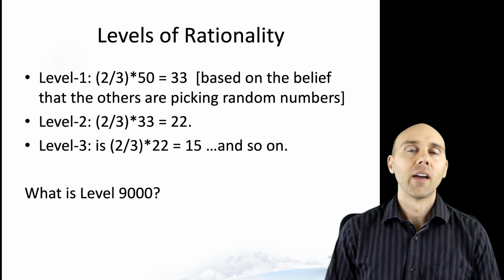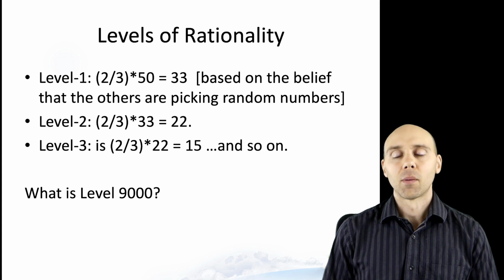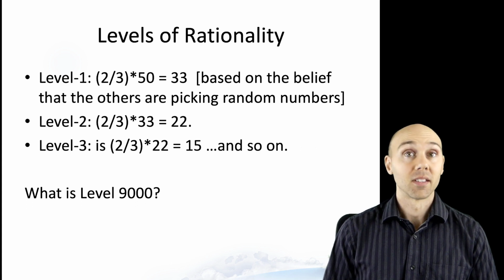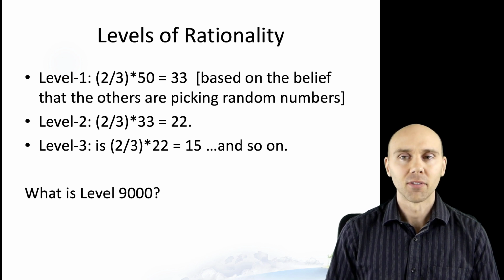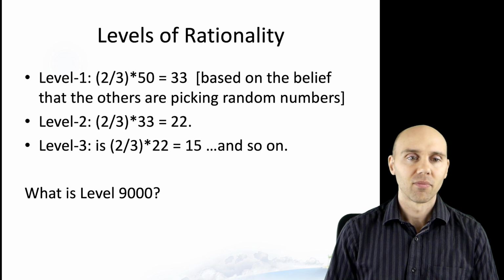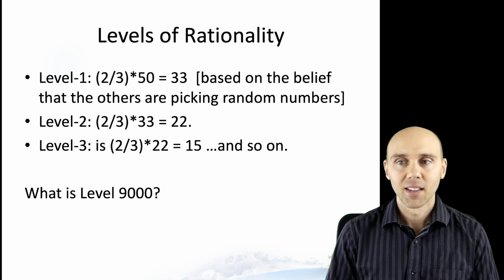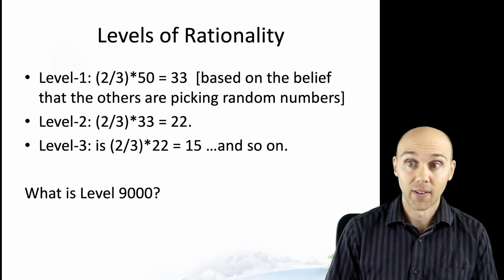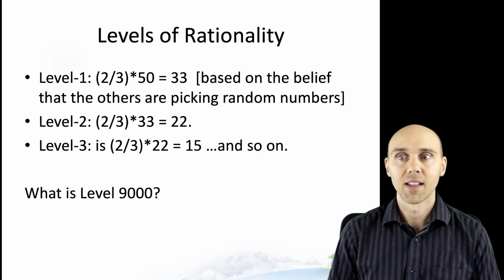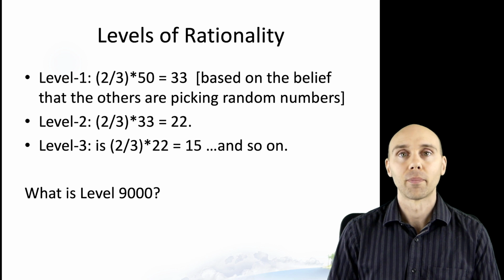Then there's another level up. The next level is someone who thinks that everyone else is level 1. So you think that everyone else in the class is at least smart enough to realize that 33 is a good guess, and so you choose 2/3 of that. So you choose 22, which in fact many students did. And the correct answer was 23 in our class.